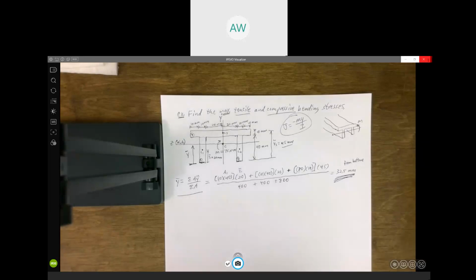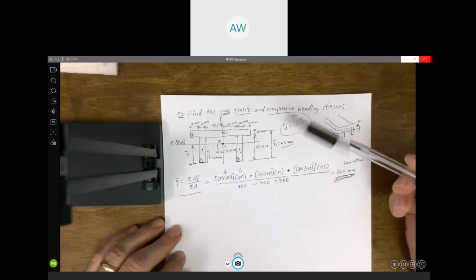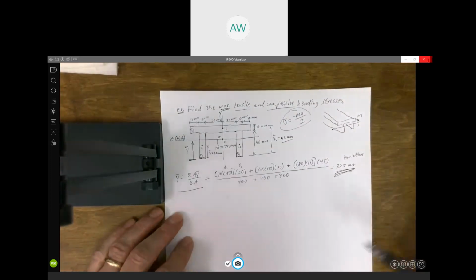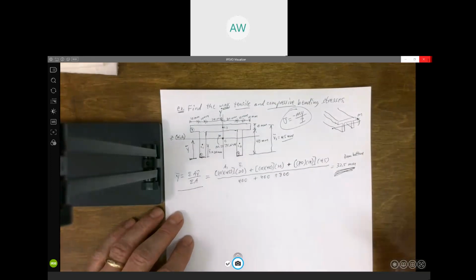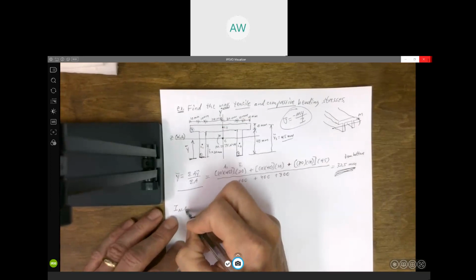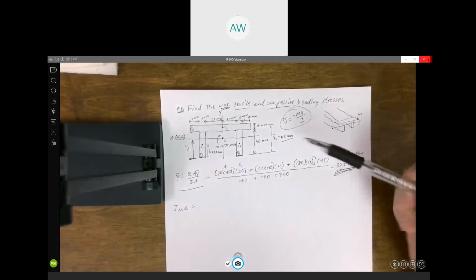Okay, well now let's go ahead and get our moment of inertia, because that's what this I is in this formula. It is the moment of inertia about that neutral axis. And that's why we have to know where it's located before we can calculate what I is. So we want the moment of inertia, again, about that neutral axis.